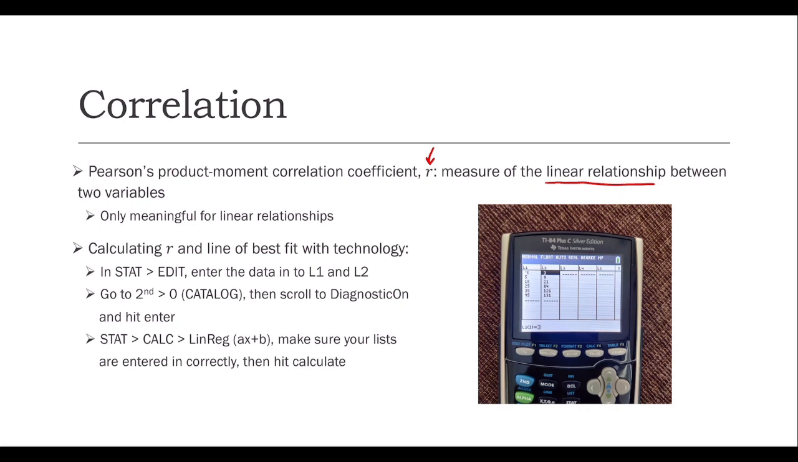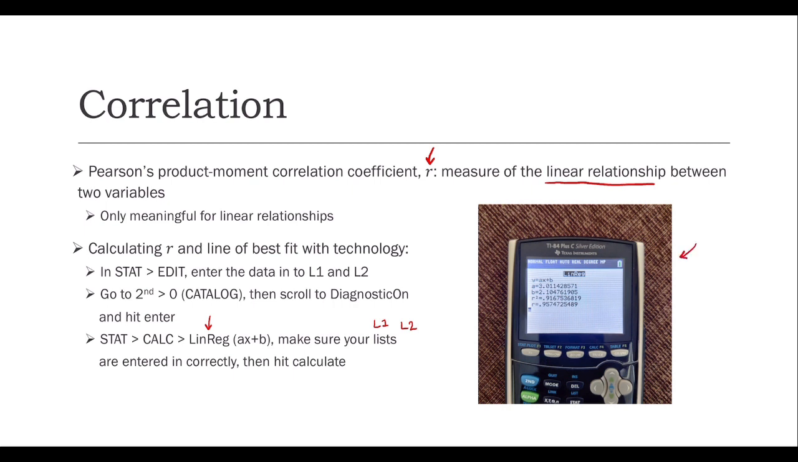Then we would go to second 0, which is catalog, and scroll down to where it says diagnostic on and hit enter. You only need to do this the first time, but this is how you make sure that your results will show your correlation coefficient. Then we'll hit stat, calc, linreg, ax plus b, so that's for linear regression. And then you'll make sure it has the correct lists in, so if you entered them into L1 and L2, you'll make sure those are the lists selected there, and then you'll hit calculate. So your results will look like this right here.